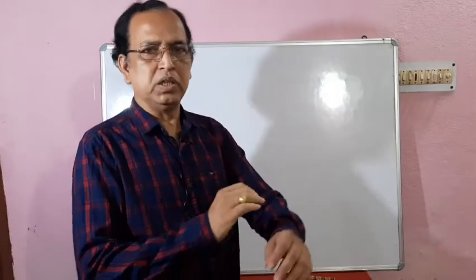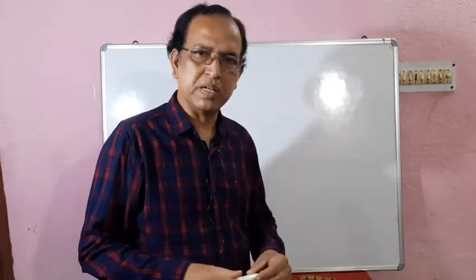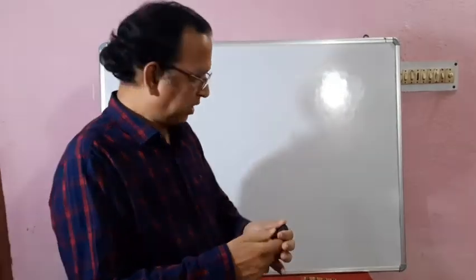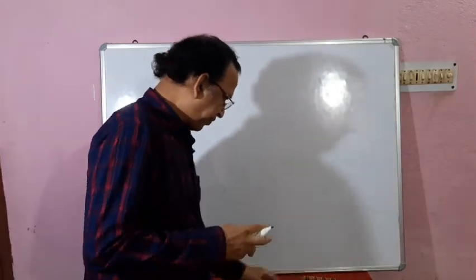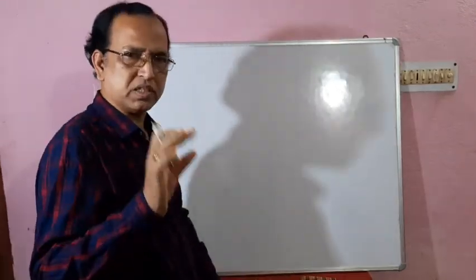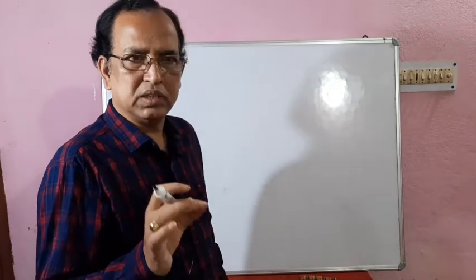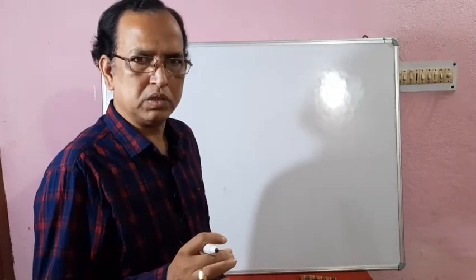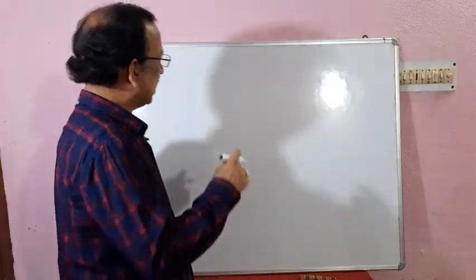Welcome to you all. Today's topic is the principle of homogeneity. Before that, we check the two questions for you. That is, s is equal to ut plus half at square and v square is equal to u square plus 2as. Now we solve this.